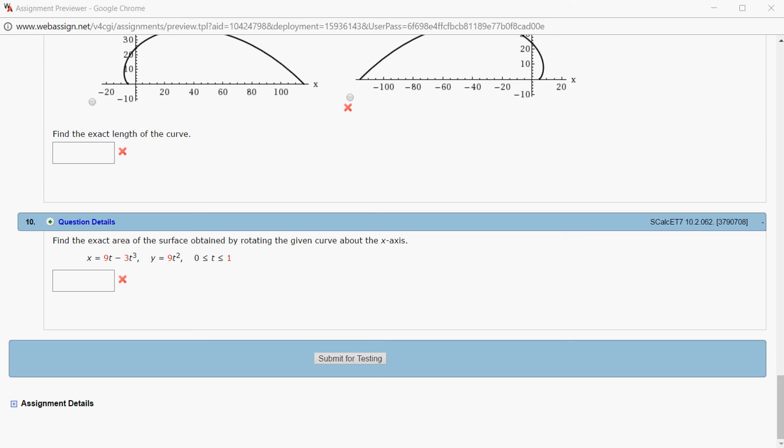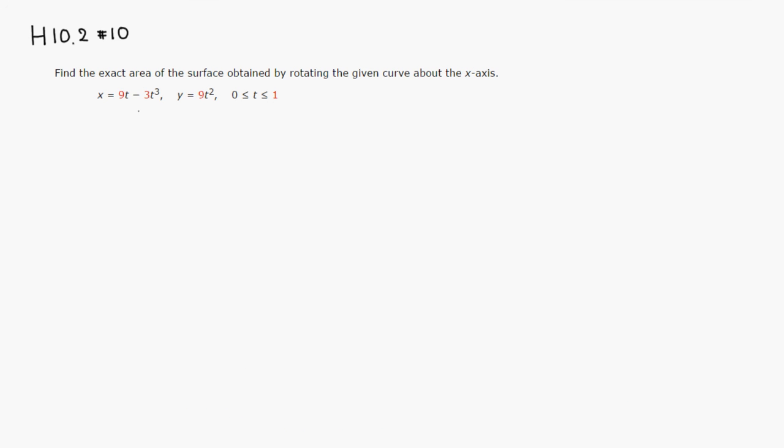Alright, let's look at homework 10.2, problem number 10. Let's find the surface area obtained by rotating this curve. If you want to find the surface area, S is equal to 2 pi and the integral.